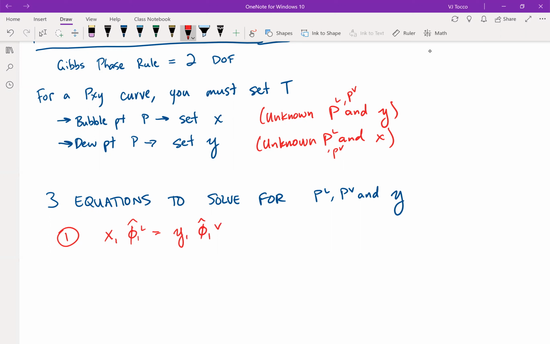So this is my phase equilibrium criteria for component one. I'll use computer notation with the hashtag, so this is a comment: phase equilibrium criteria for component one.